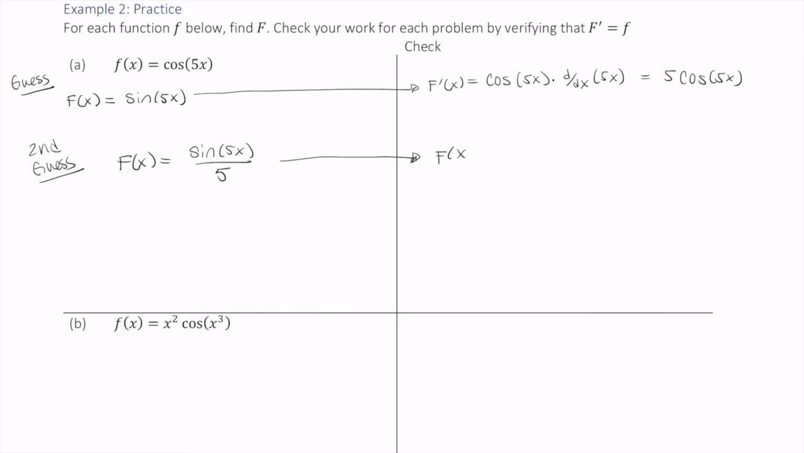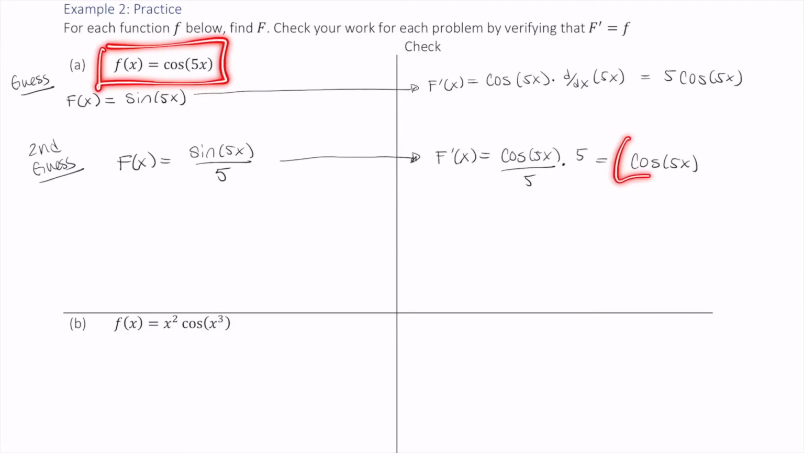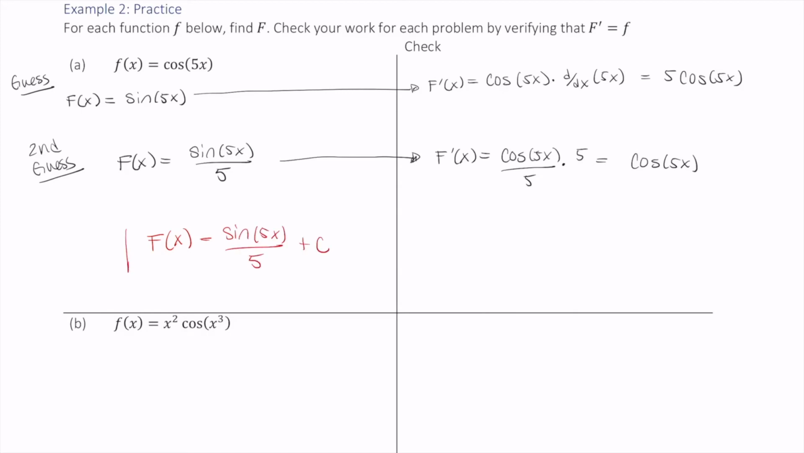The derivative of big F of x is equal to cosine of 5x divided by 5 times the derivative of this inner function, which is just 5. And that gives me cosine of 5x. Since this matches this, we're done. So the antiderivative in this case is sine of 5x divided by 5 plus c. All right, let's continue.